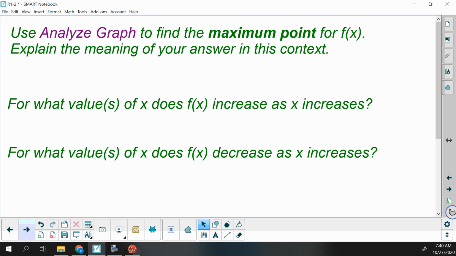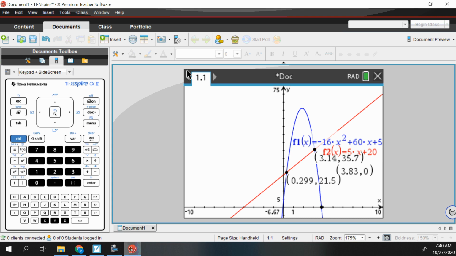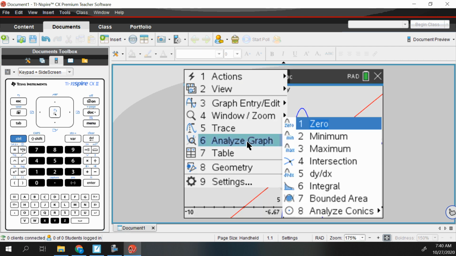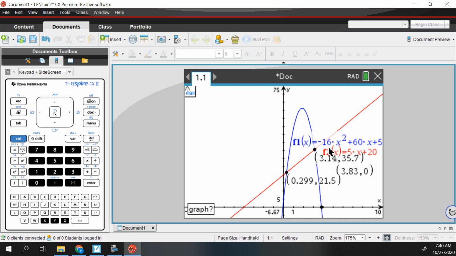Okay, so over on 12, we want to find the maximum point. So we want the maximum point of the parabola. So menu, analyze graph, and maximum. Which graph? We'll select the blue one. We've got the lower bound, the upper bound, and we get 1.87, comma 61.3.